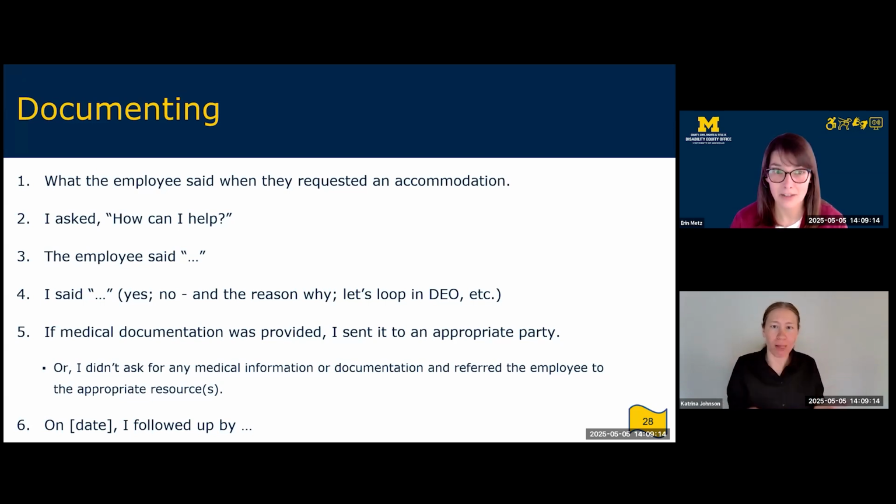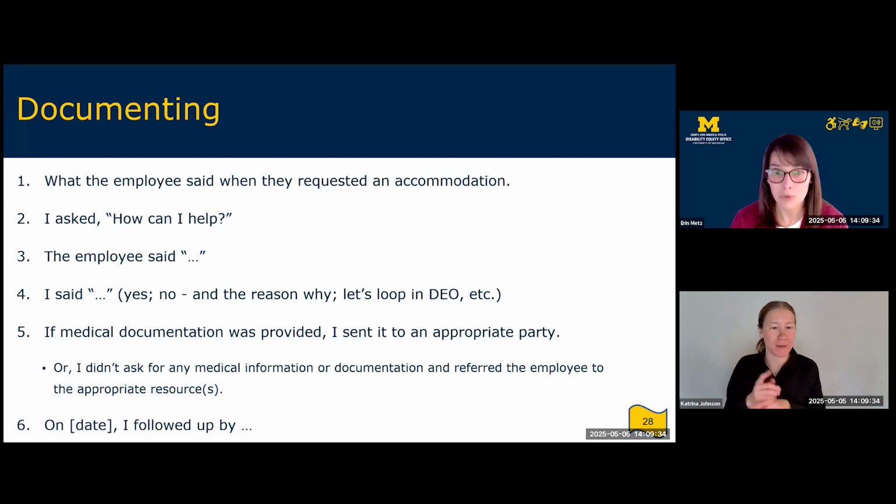Number 3, document what the employee said. Maybe the employee requested a push cart. Number 4, document what you said in response to that request. Maybe you document that you said you were going to purchase a push cart, but we're going to consult with ergonomics to make sure we're getting something that's going to work well.